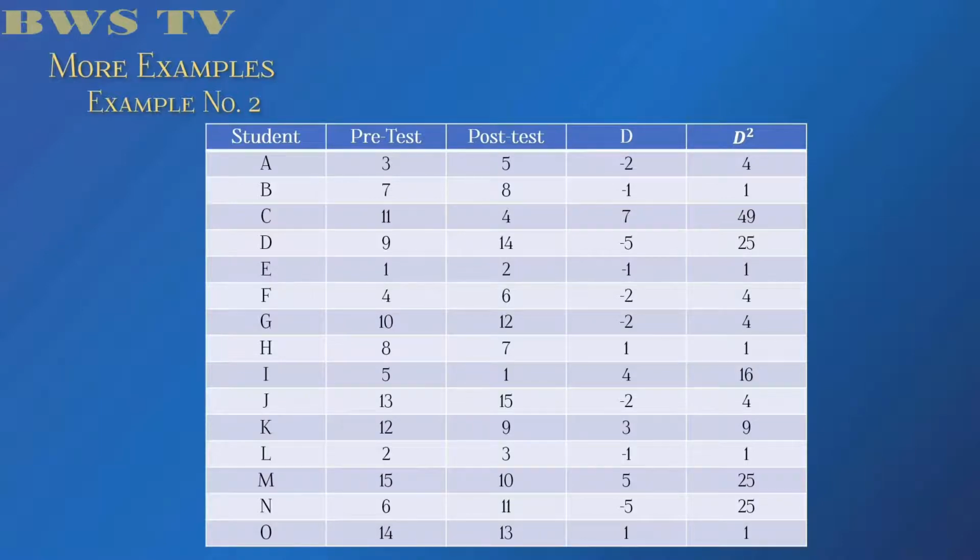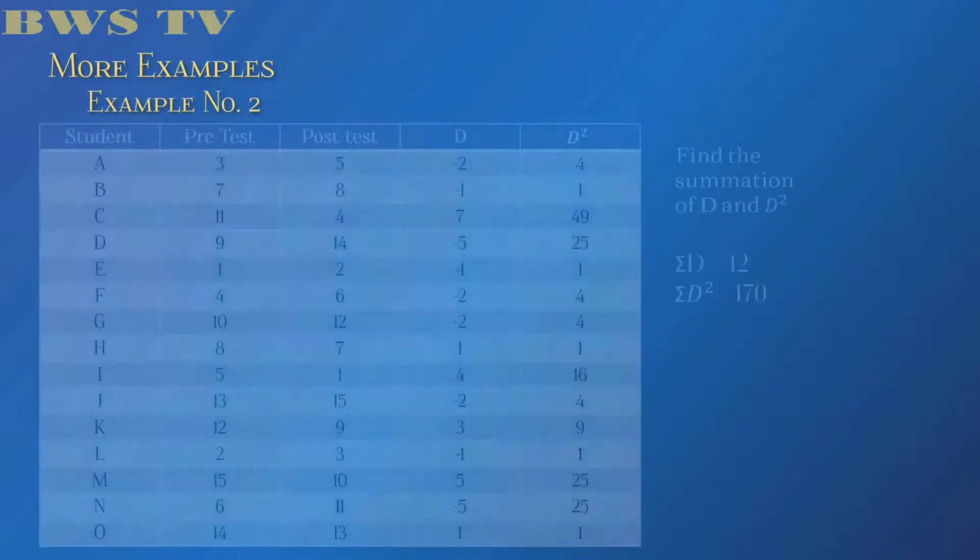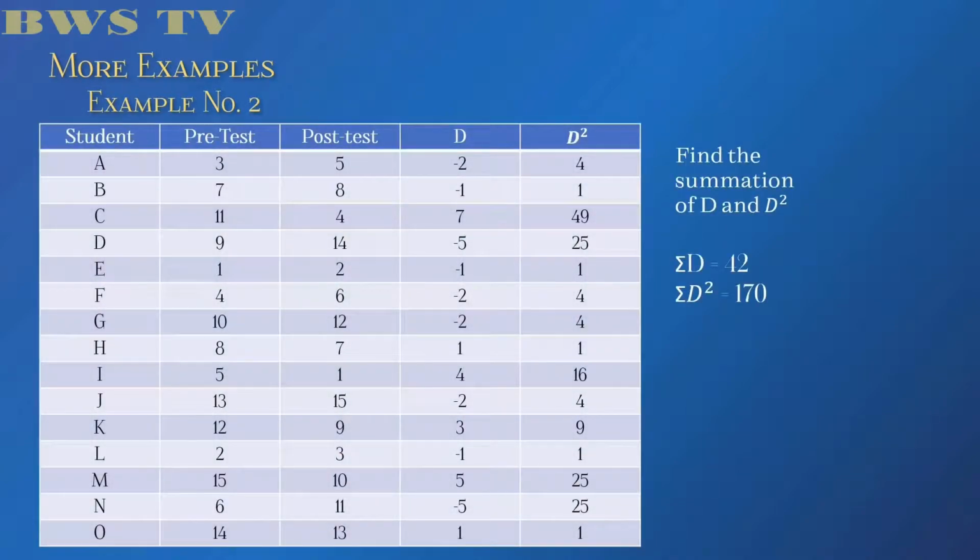The null hypothesis for example number 2: there is no significant difference between pre-test and post-test, and the alpha or the level of significance is equal to 5%. Find the summation of D and D squared. The summation of D is equal to 42. The summation of D squared is equal to 170.